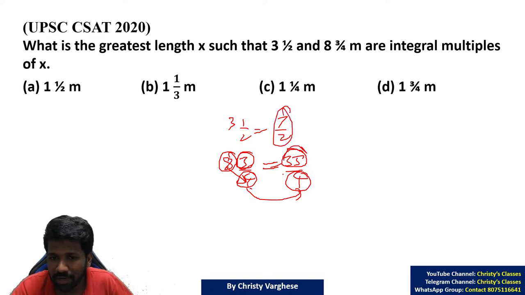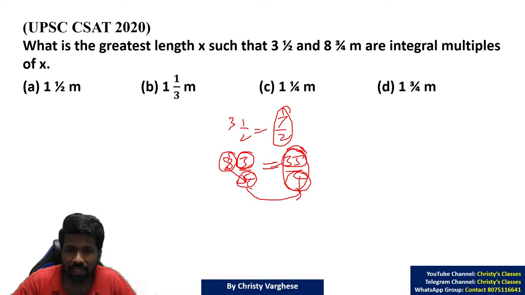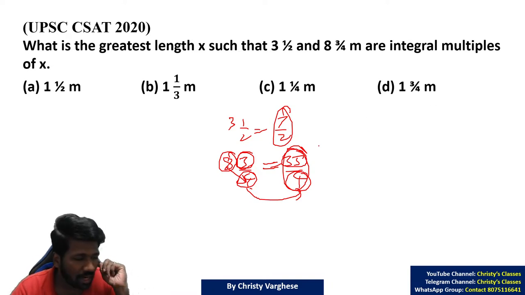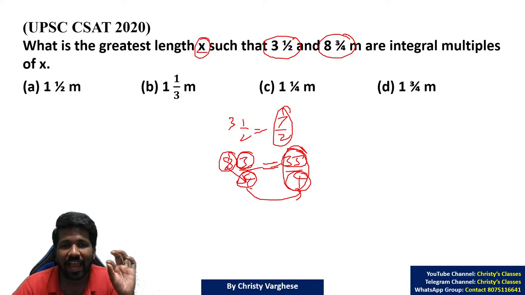Now this can be done with the previous technique we discussed, how to find LCM and HCF. But which is needed, LCM or HCF? Integral multiple of x, greatest length x such that. So x is what we need. So 3.5 and 8 3/4 are multiples of x.